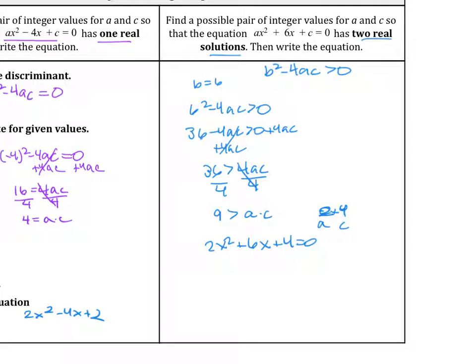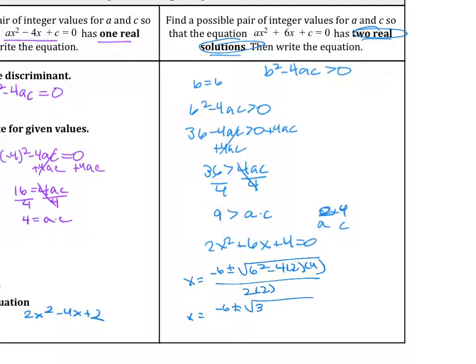Now let's go ahead and check this to see if this is true. Let's plug it into the quadratic formula. x equals negative 6 plus or minus the square root of 6 squared minus 4 times 2 times 4, all over 2 times 2. And so we want to see if we get two real solutions here. So we get x equals negative 6 plus or minus the square root of 36 minus 4 times 2 is 8, 8 times 4 is 32, and over 4.